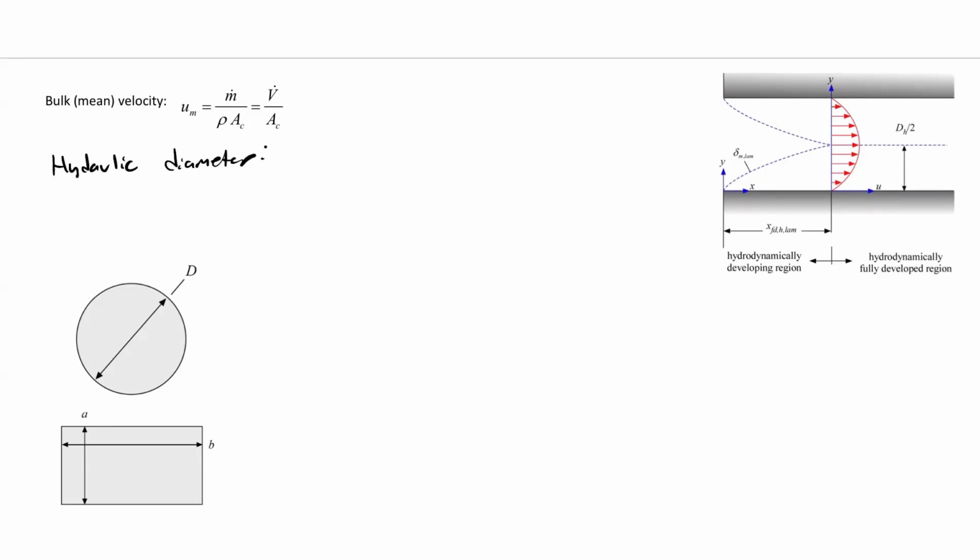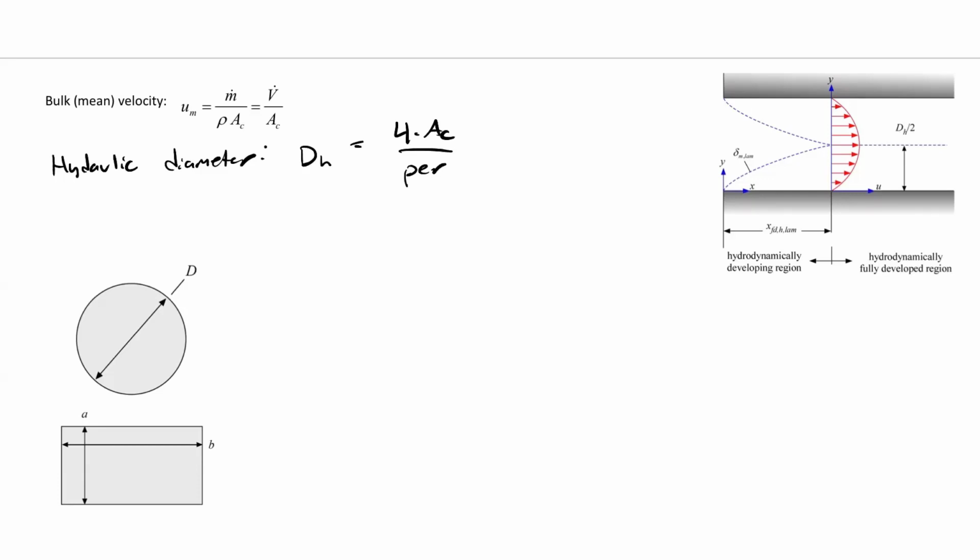Just note that that's not hydrodynamic diameter. I hear that a lot. It's hydraulic diameter. So hydraulic diameter, we call that D sub H, is just defined as 4 times the cross-sectional area divided by what's called the wetted perimeter. The wetted perimeter is, if you just look at the perimeter of whatever the shape is that describes the duct, how much of that is wet, like what is being exposed to the fluid.